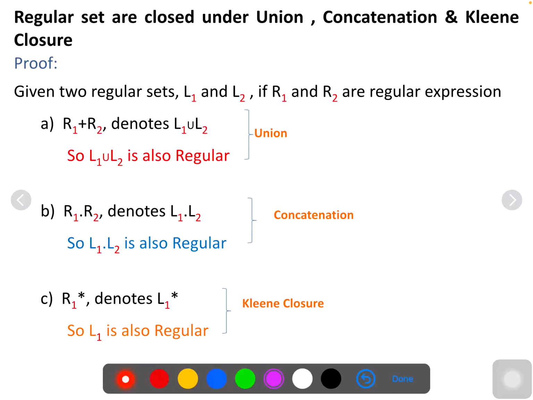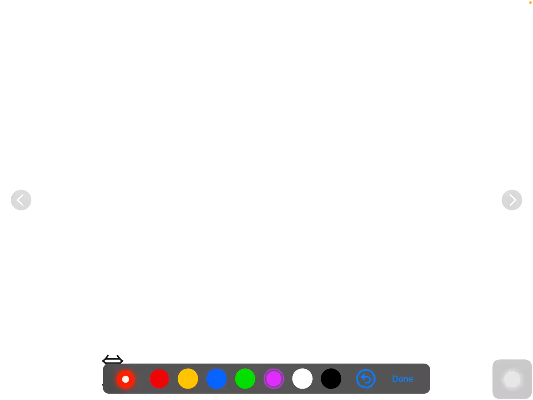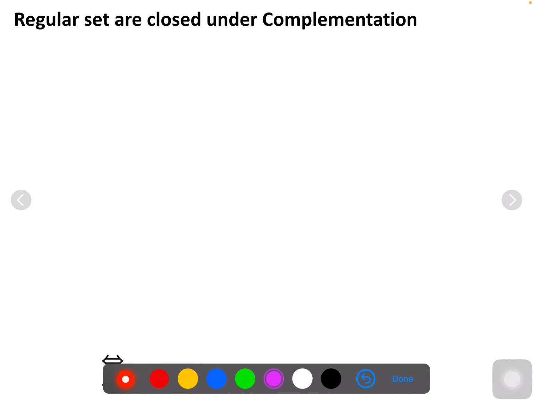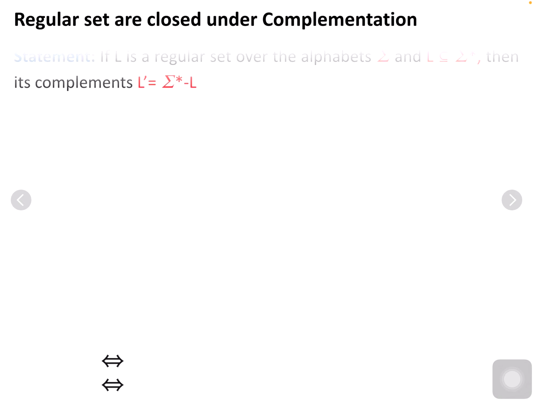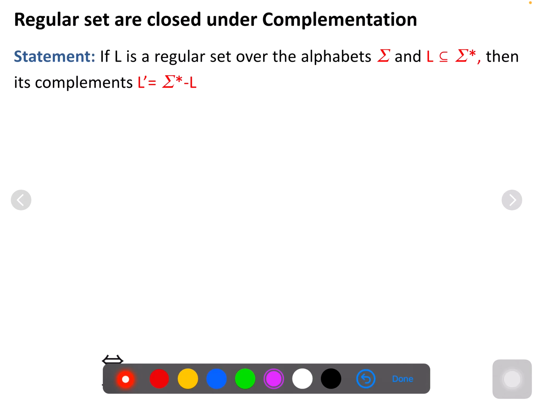Right. The second property, that is property number 2: regular sets are closed under complementation. What is the statement of this? If L is a regular set over the alphabet sigma and L is a subset of sigma star, then its complement L dash is equal to sigma star minus L. Whatever strings are generated by sigma star, take the difference with L. The strings that do not exist in L form that language, which is called L dash.